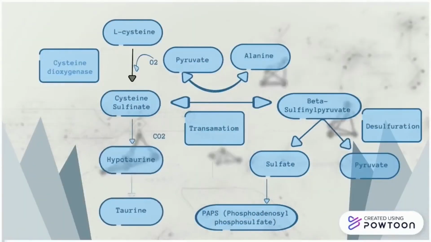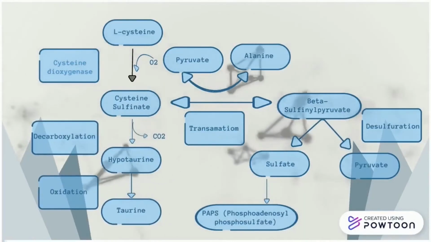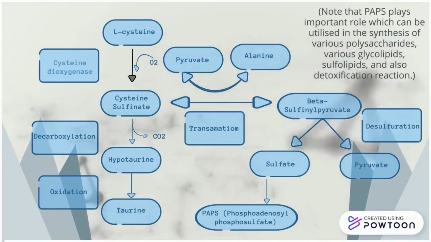Back to cysteine sulfinate. Cysteine sulfinate undergoes a decarboxylation reaction, with removal of carbon dioxide as a byproduct, and is converted to hypotaurine. Hypotaurine is then oxidized to taurine, which is an inhibitory neurotransmitter. It is one of the specialized products synthesized from cysteine through the direct oxidative pathway.